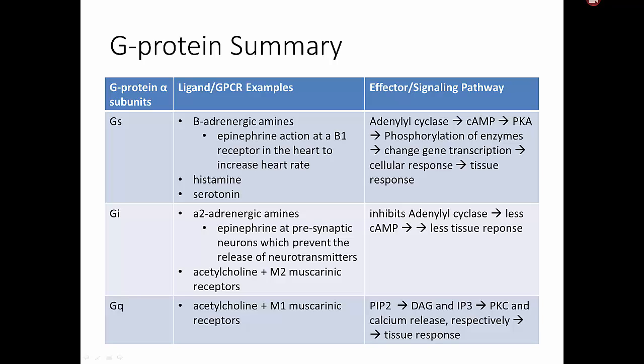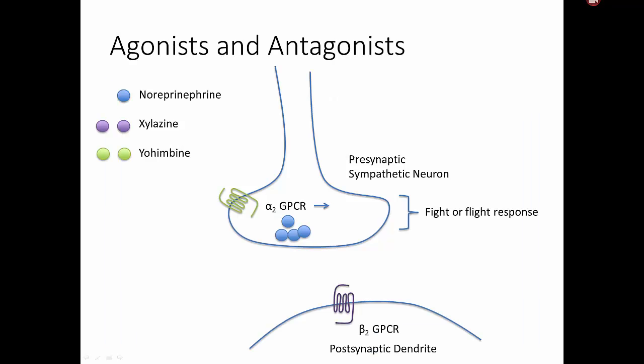In this discussion, we covered GS, GI, and GQ. Some specific ligands and G-protein coupled receptors are listed here, as is a summary of the effector and signaling pathways we talked about. As you can see, some adrenergic receptors are activators of GS, while others activate GI, creating a negative feedback loop, we will cover in more detail in the next few slides. Let's think about an example of an agonist and an antagonist commonly used in veterinary medicine, called xylazine and yohimbine. First, let's look at what naturally happens in the body.